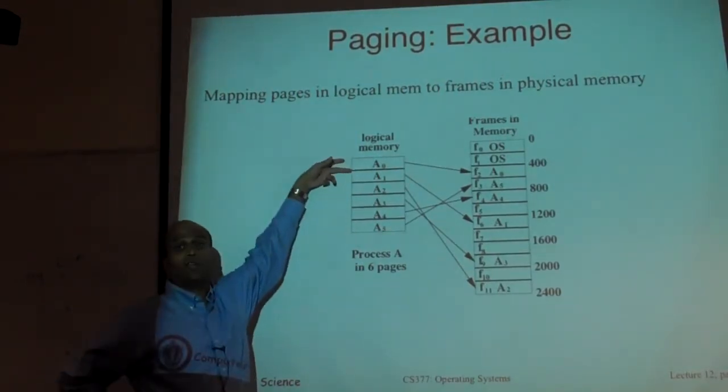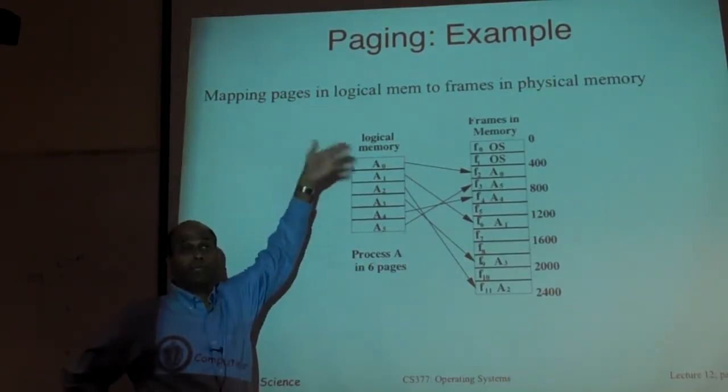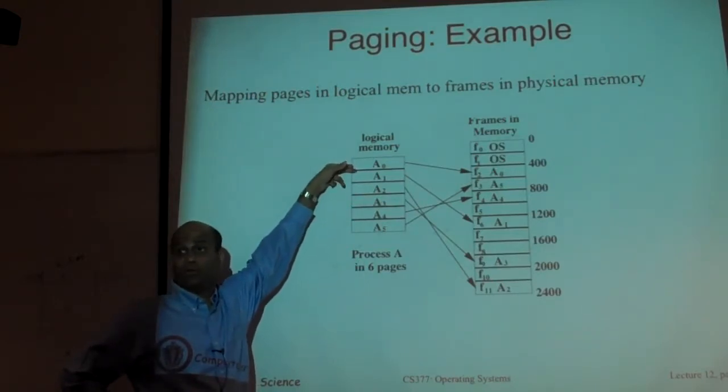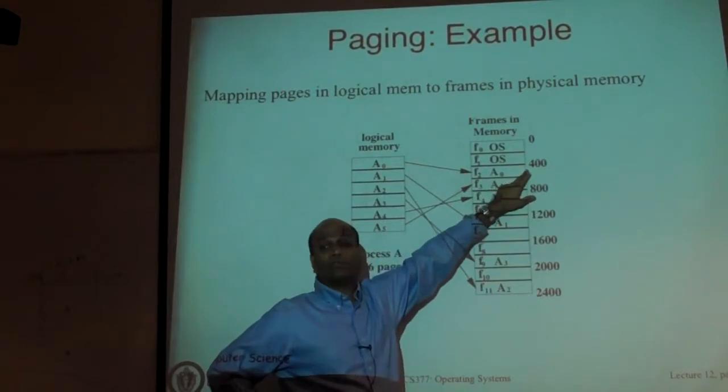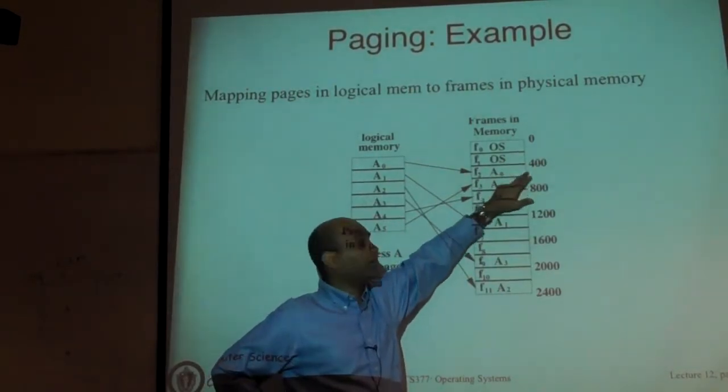You say pages are of size 200. So if I say offset 20, you know that's in page 0. You ask where is page 0? It's in frame 2. Frame 2 starts at 400, because they're multiples of 200.